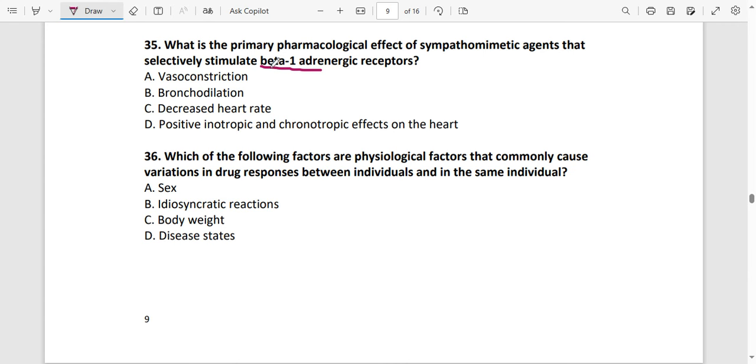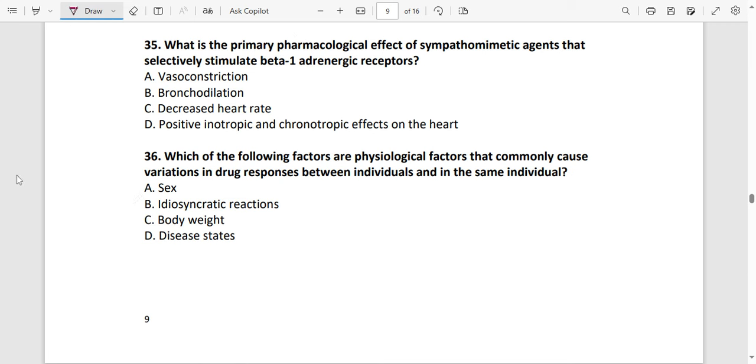What is the primary effect of beta 1 adrenergic receptor drugs? Yes, please. Thank you so much. And remember specifically, these are stimulating. So when you stimulate the heart, there is contraction and increased heart rate, so that is positive inotropic and chronotropic. But if these were antagonists, it would be B because you're going to be reducing those things. Okay.